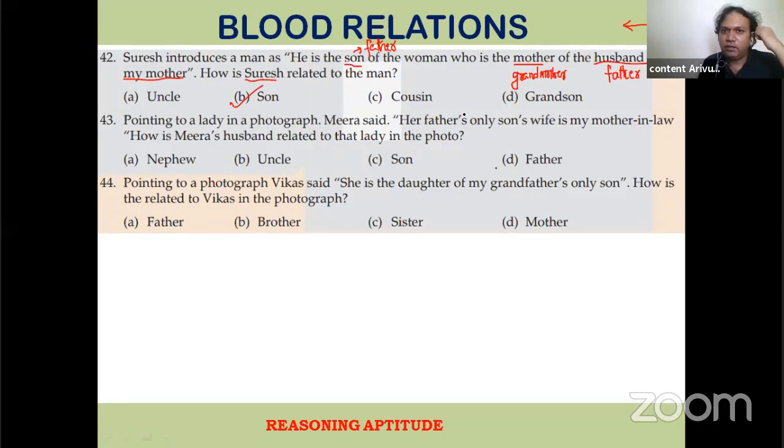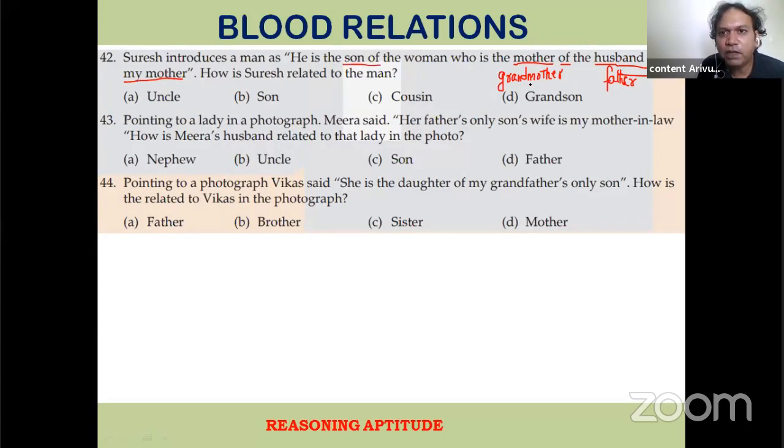Meghanathan, you see, let's solve this once again. First of all, you always start from the right hand side here. Husband of my mother. Mother's husband means father. This statement represents what? Father. Now, mother of father means what? It means grandmother. Clear? Now, the woman is my grandmother.